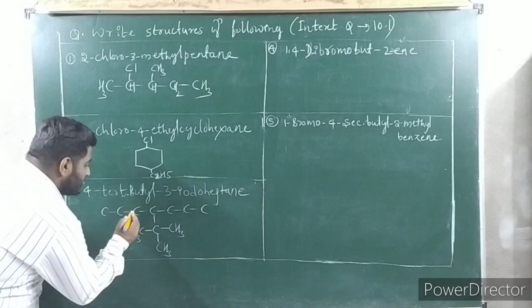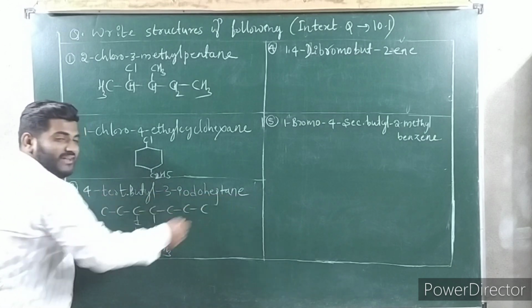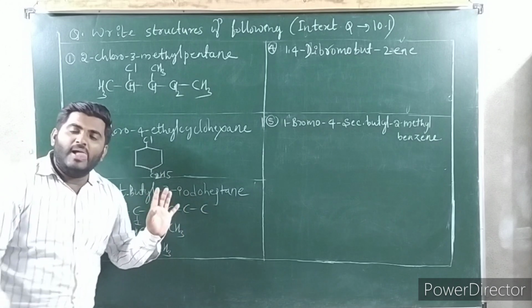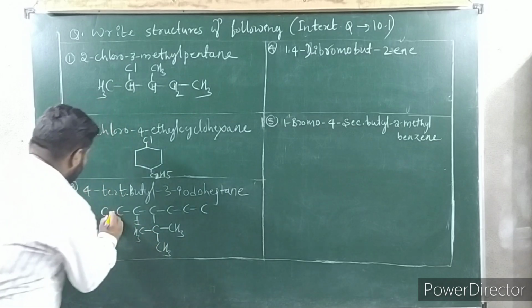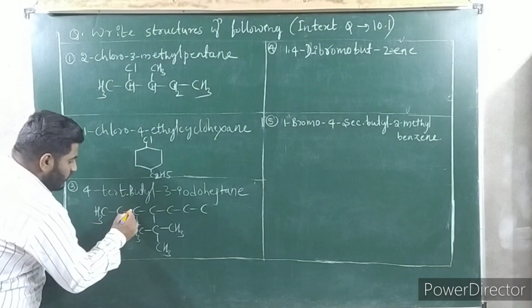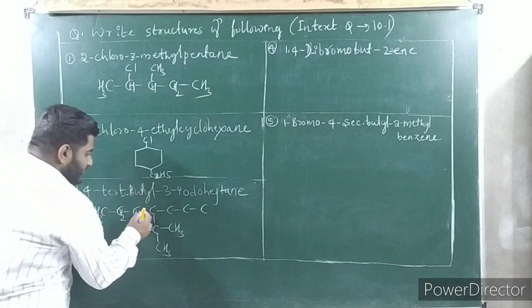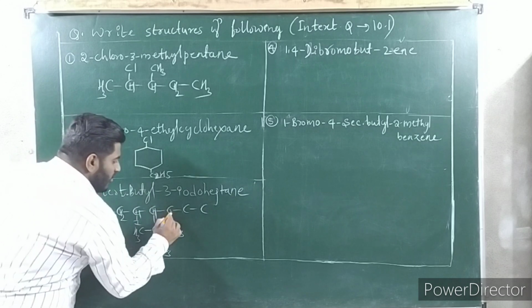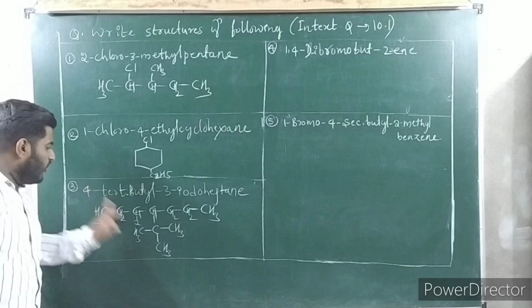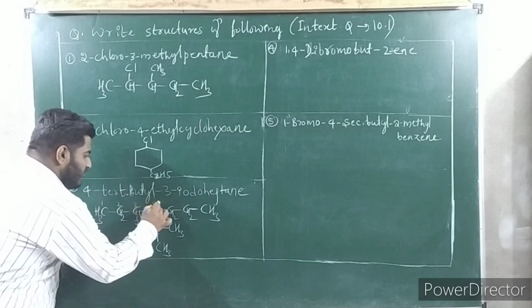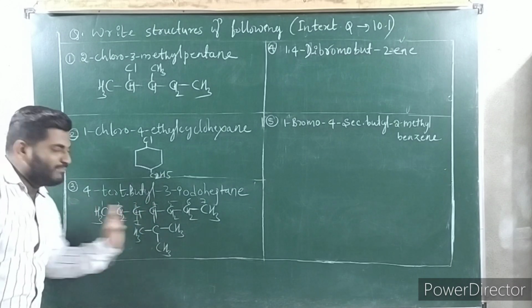3 iodo means third position iodine is there. This position. This position what is there? Iodine. 3 iodo. Heptane. Over. Remaining you write hydrogen. For 1 carbon, how many bonds should be present? 4. So already it is having 1 bond. Remaining 3 hydrogen. 2 bonds, 2 hydrogen. 3 bonds, 1 hydrogen. 2 bonds, remaining 2. 1 bond, remaining 3. This is the 4 tertiary butyl. You write 1, 2, 3, 4, 5, 6, 7. 4 tertiary butyl, 3 iodoheptane.